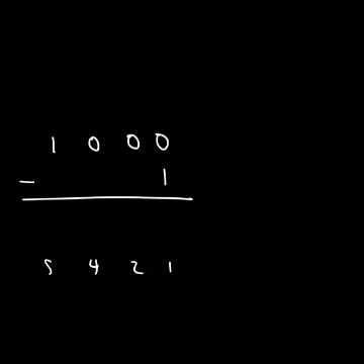Now let's subtract 1000 by 1. And so we know this is 1, 2, 4, 8. So this has a value of 8. And this is just 1. 8 minus 1 should give us a final answer of 7.